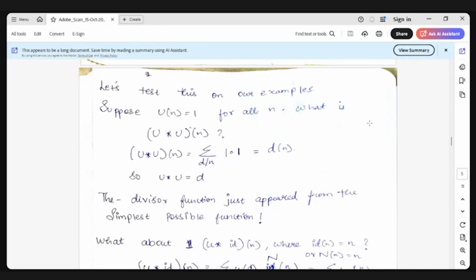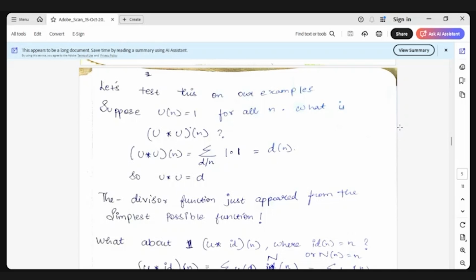Let's test this on our example. Suppose u of n is equal to 1 for all n. This is what we already know. So what is u star u of n? It's going to be the summation over d dividing n of 1 multiplied with 1, over all the divisors. Again, one can see it in a computational way: if I get a divisor of the number which is less than n, then return me 1; if not, then pass on.